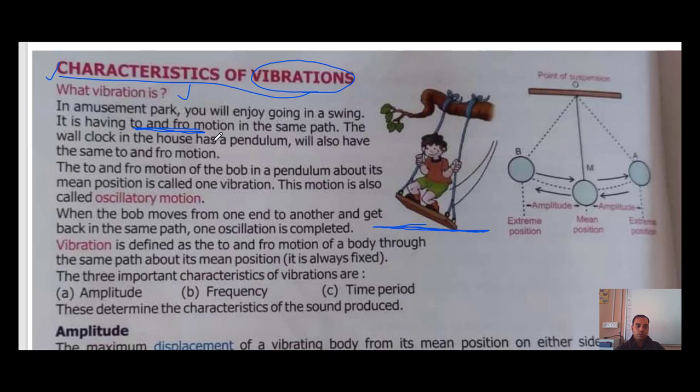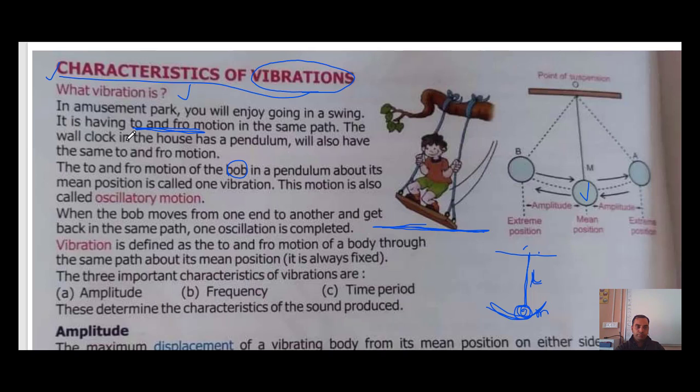The wall clock in a house that has a pendulum will also have the same to and fro motion. Now, these days the wall clock that we are using in our house does not contain a pendulum, but earlier days the wall clock contained a pendulum, so that the pendulum could move left, right, like this it used to move. The to and fro motion of the bob of a pendulum, bob means this one, the circular mass. What is a pendulum? A pendulum is nothing but a mass attached with a thread or a rope or a string having length L. L is the length, M is the mass. So this system is known as a pendulum. It can move like this.